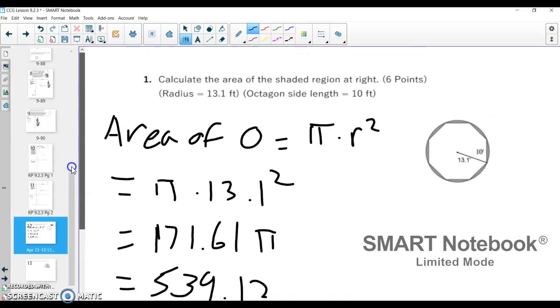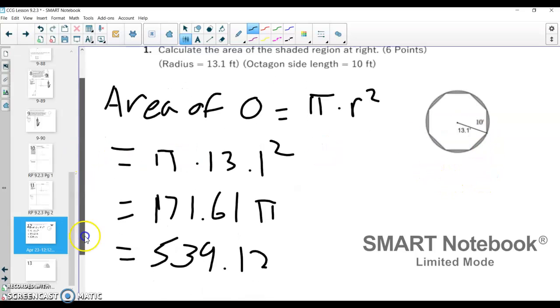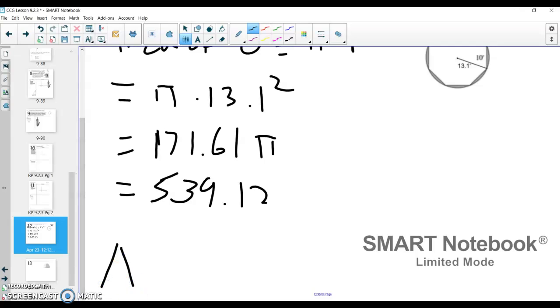All right, now I'm going to find the area of that octagon in here. I believe it's an octagon. 1, 2, 3, 4, 5, 6, 7, yeah, 8. So it's an octagon here. And then I'm just going to subtract the two areas to find my answer. Area of octagon, something like that.